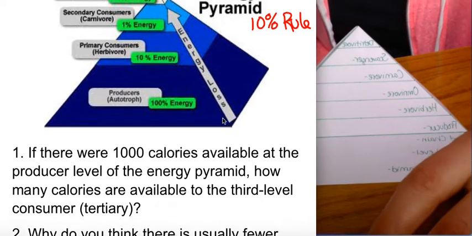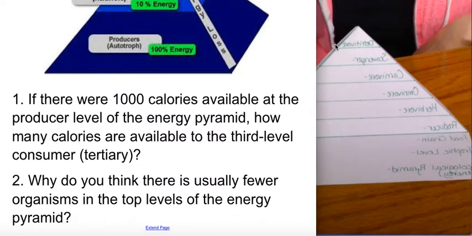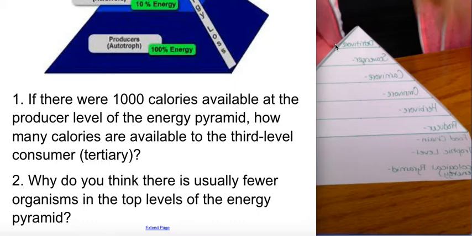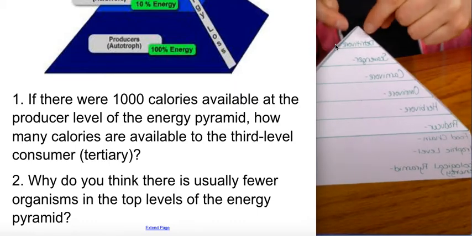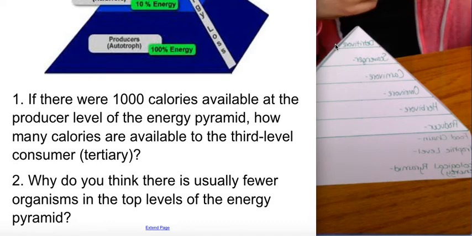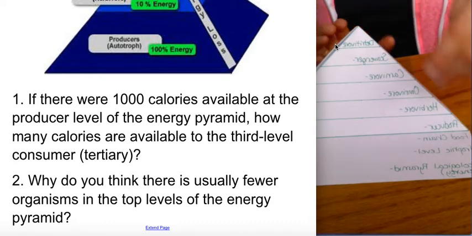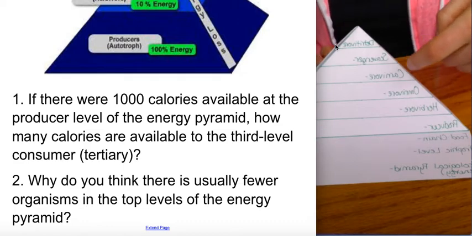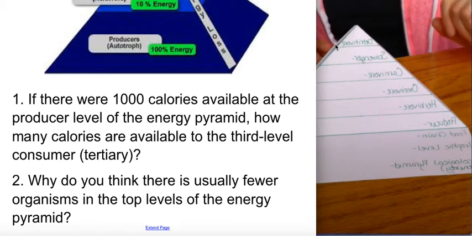My second question that I have for you guys to think about is, why do you think there's usually fewer organisms in the top levels of the energy pyramid? So you notice that at the top of this energy pyramid, it's a very little triangle. Also, if we had fewer of these trophic levels, you would see probably the top predator, which is usually a carnivore, at the top of an energy pyramid.